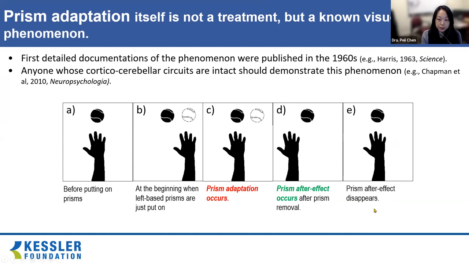In healthy people, the prism after effect disappears literally within 5 to 30 minutes. Definitely no more than 30 minutes, and you go back to normal, right? It's like when you put on newly prescribed eyeglasses, you need some time to get used to it. And the getting used to it is so-called adaptation. For patients, this after effect lasts much longer, mainly due to their brain damage. That means we are using this after effect and prolonged after effect to make it into a treatment effect.